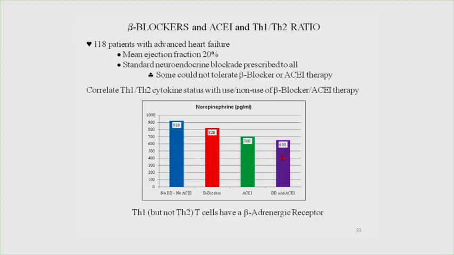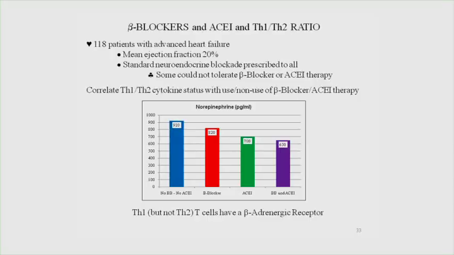Those on both had the lowest levels. These drugs are useful in heart failure, therefore the whip will be decreased. We would expect to see lower norepinephrine levels. Now, Th1 lymphocytes have a beta receptor. They will respond to norepinephrine by proliferating and making more cytokines. Th2 cells are not affected by adrenaline.